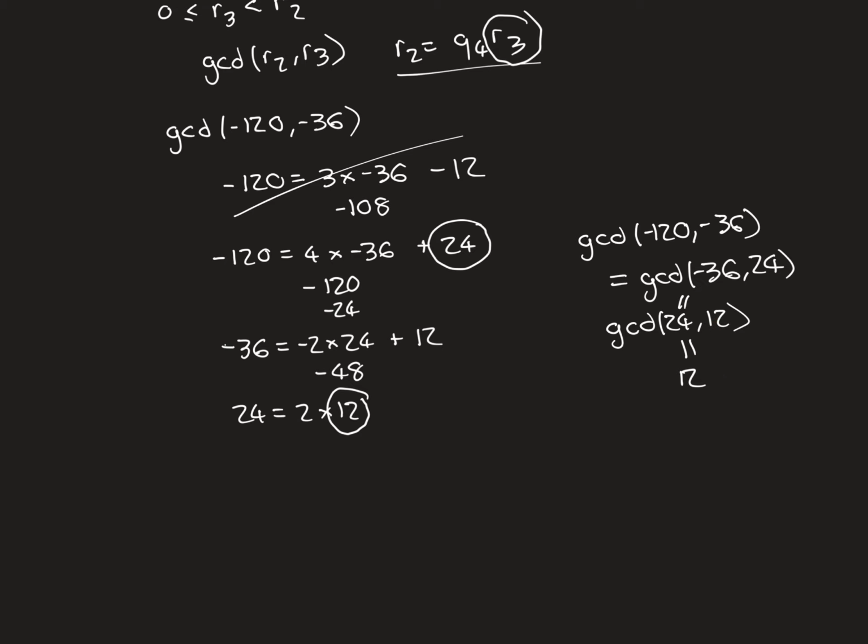You've got to this point where you can write one of these remainders as a direct multiple of the other, and that completes the Euclidean algorithm. So 12 is the greatest common divisor of these two numbers, and you can see it's a common divisor of both of them. 12 times negative 3 is minus 36, 12 times negative 10 is negative 120, and it is indeed the greatest common divisor. So with that we will finish. I hope that has made sense.